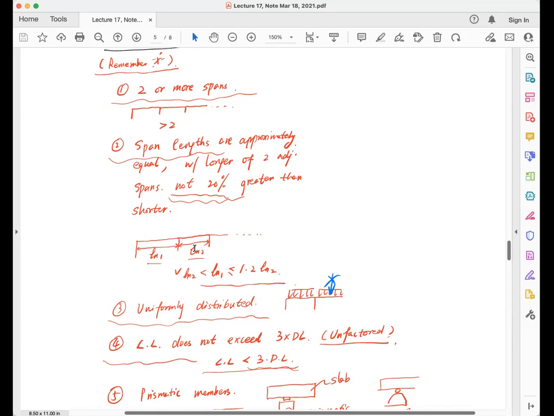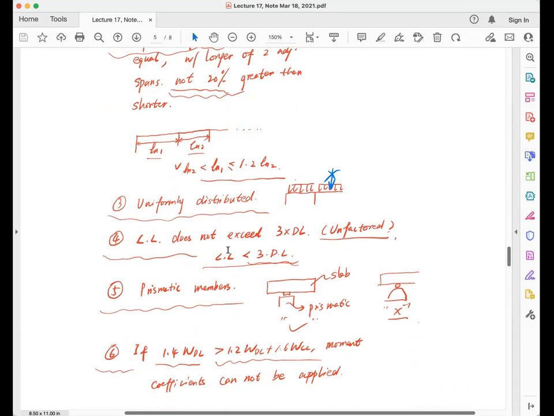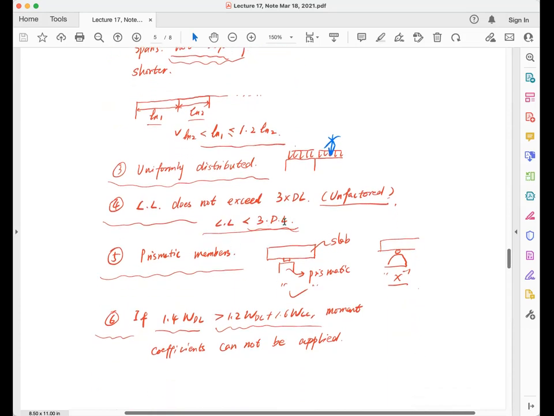And then third, uniformly distributed loads. If you have a concentrated loading, forget about it. You cannot use the table, all right? Number four, the live load does not exceed 3 times the dead load. Unfactored, okay? This is before you do the 1.2, 1.6 business. The live load has to be smaller than 3 times the dead load.